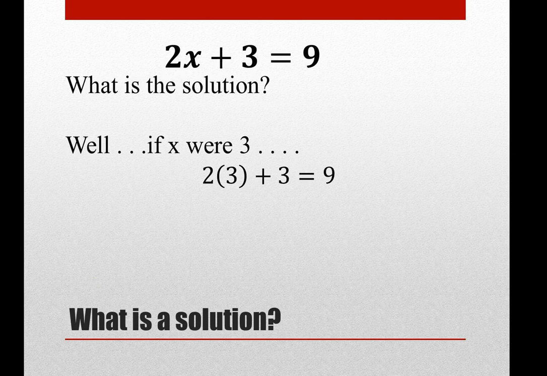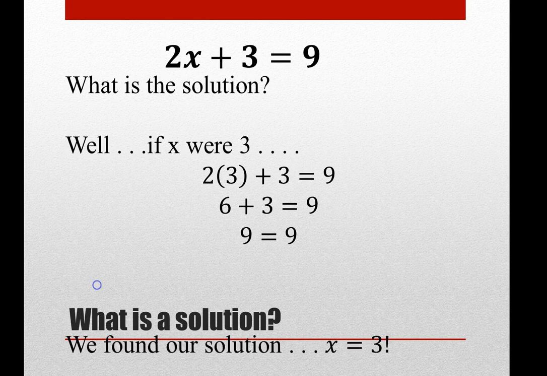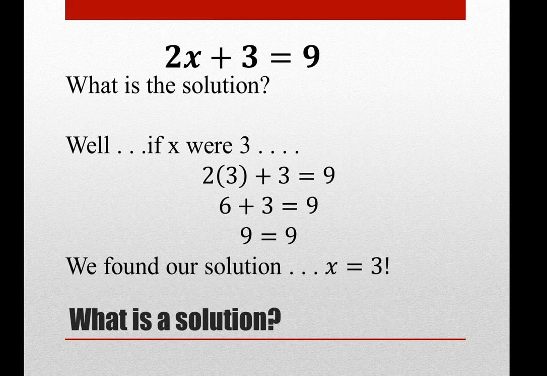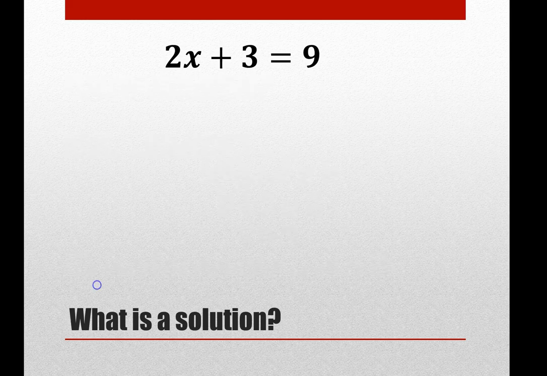But if we put 3, if we substitute 3 in, we get 2 times 3 plus 3. So that's 6 plus 3. So we get 9 equals 9. We balance the equation, 9 on one side, 9 on the other. So we created a true statement, and therefore that's our solution. So now, having said that, what is a solution in Algebra 2? A solution is something that makes it true. It's something that makes the statement true.